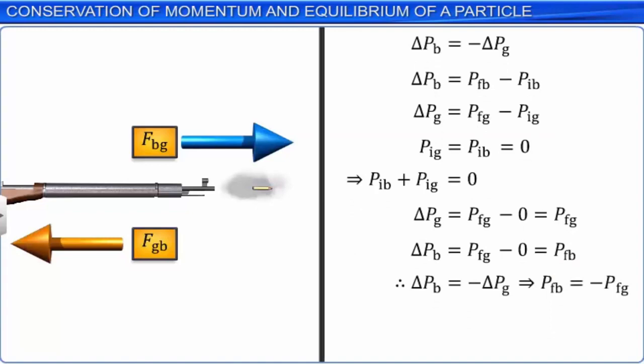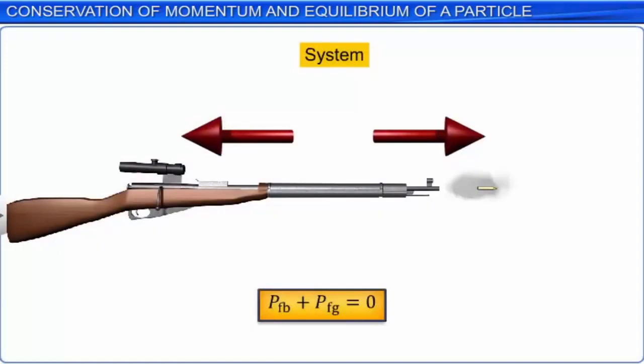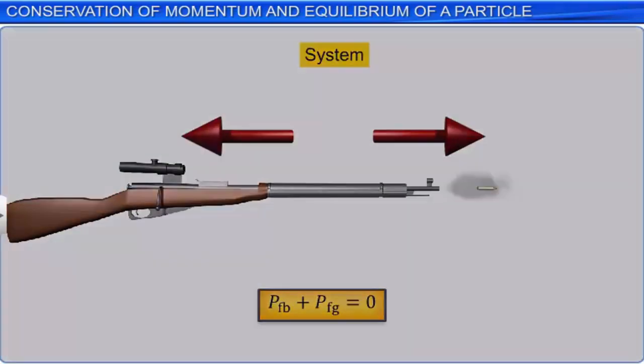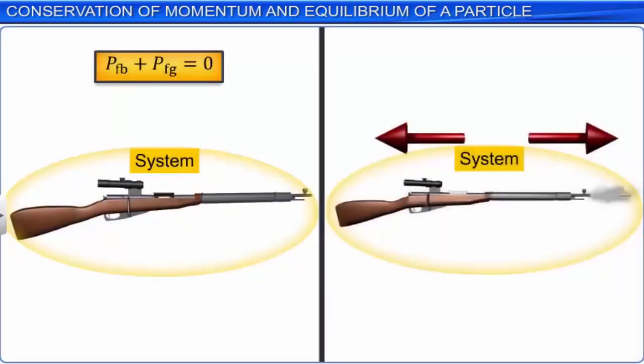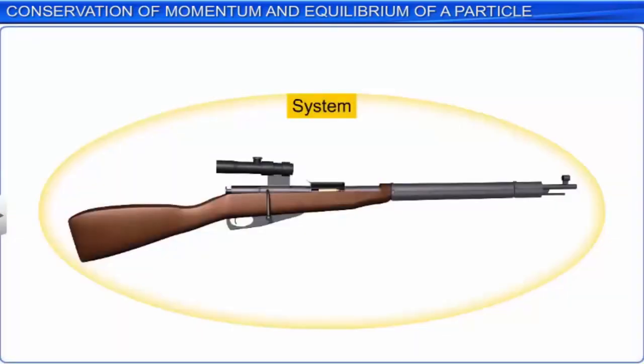As the two momenta are numerically equal but opposite in sign, their algebraic sum is equal to 0. That is, the total momentum of the system is 0. We started with 0 momentum of the system, and its final momentum is also 0. This shows that the total momentum of the system is conserved. That is, it remains unchanged.